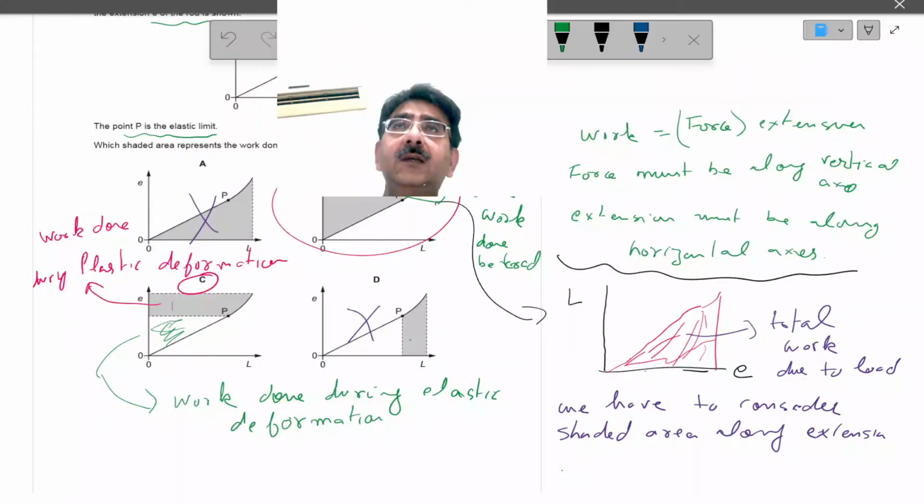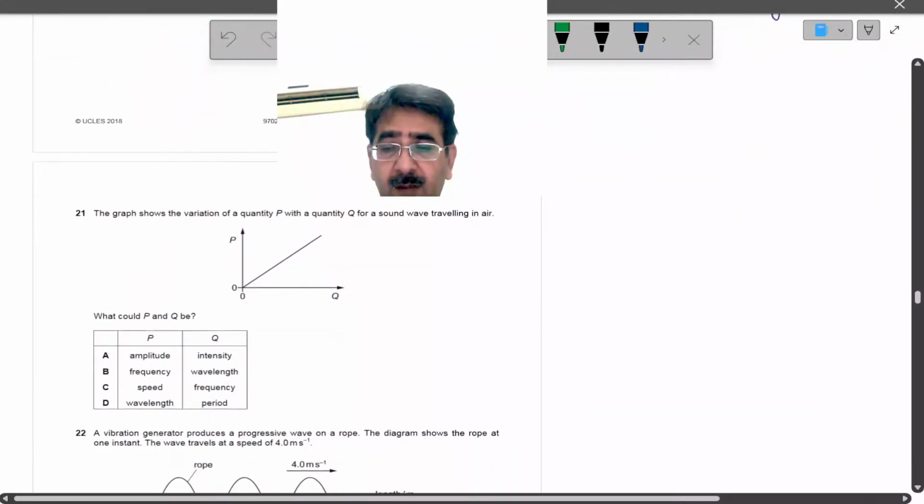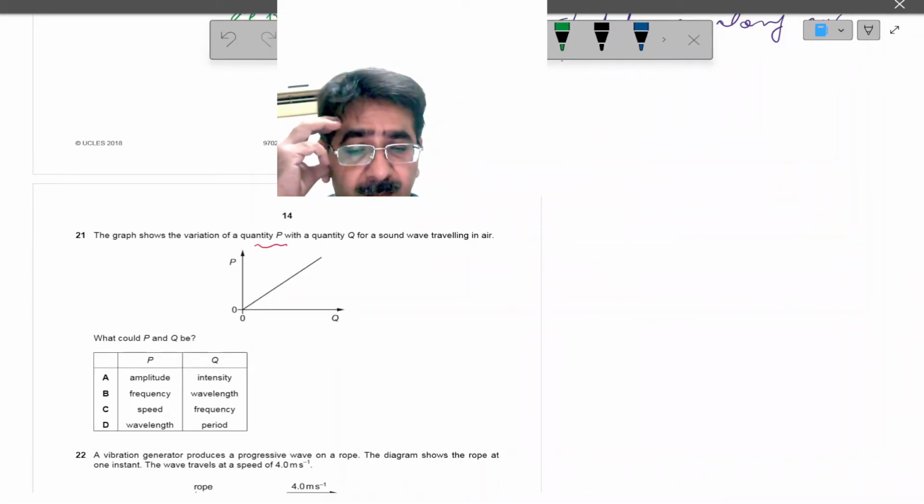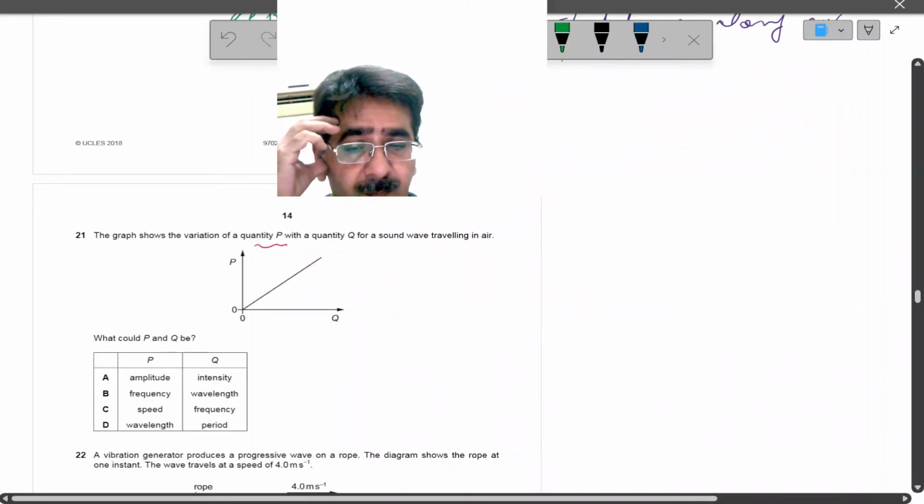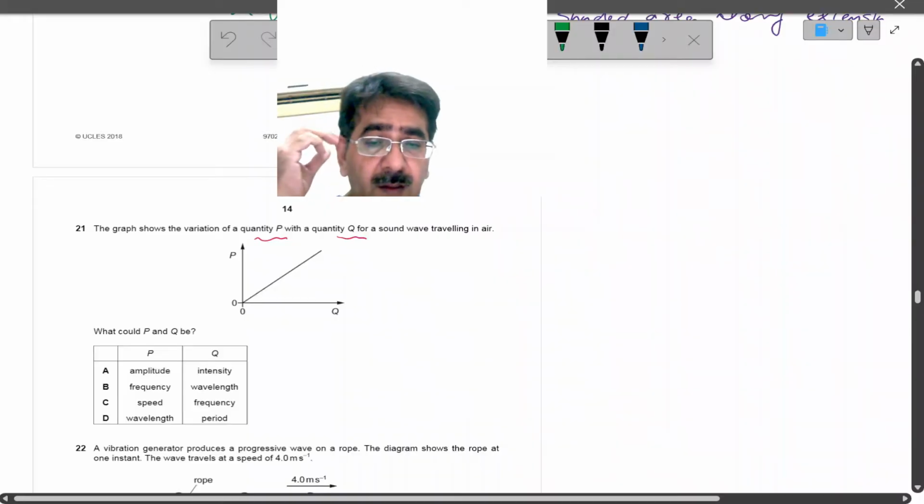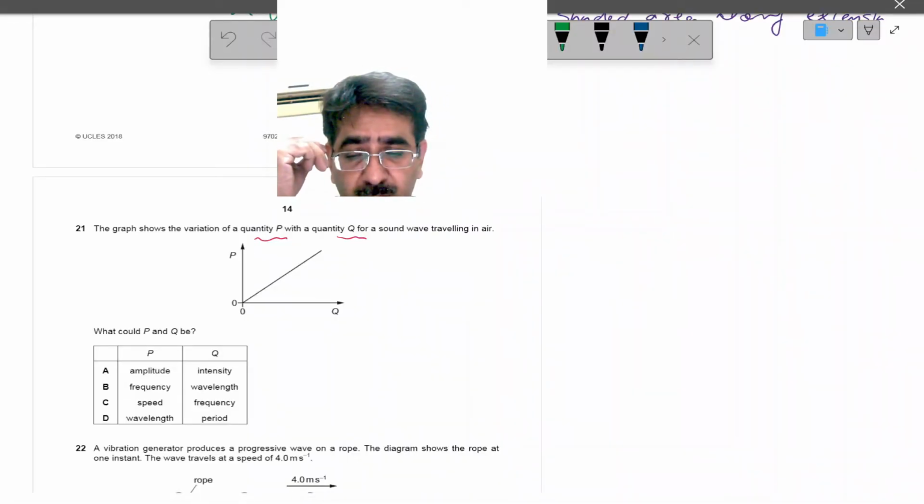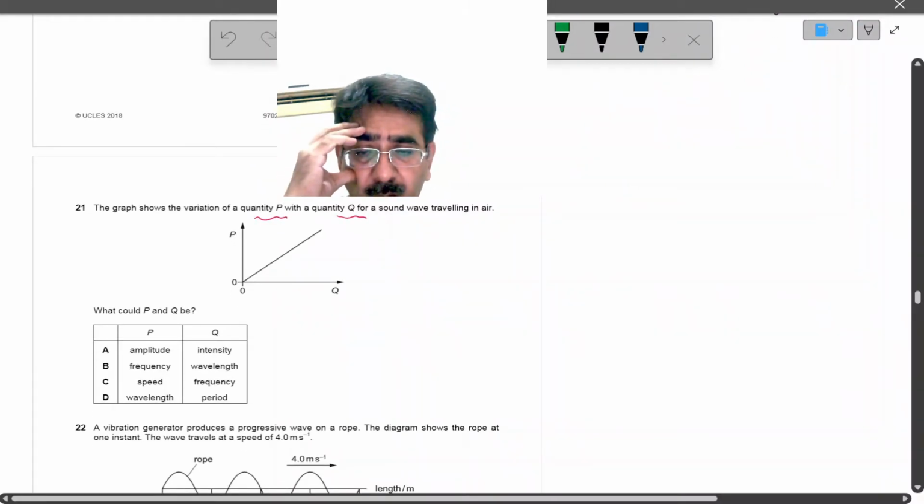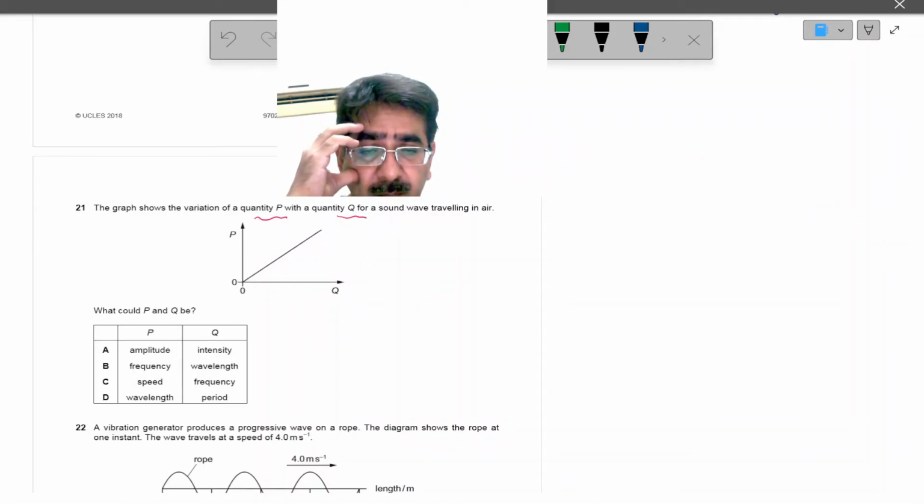Now move toward the next question. The graph shows the variation of the quantity P with Q for a sound wave traveling in the air. So which could P and Q be? We have the variation of P with Q for the sound wave traveling in the air.